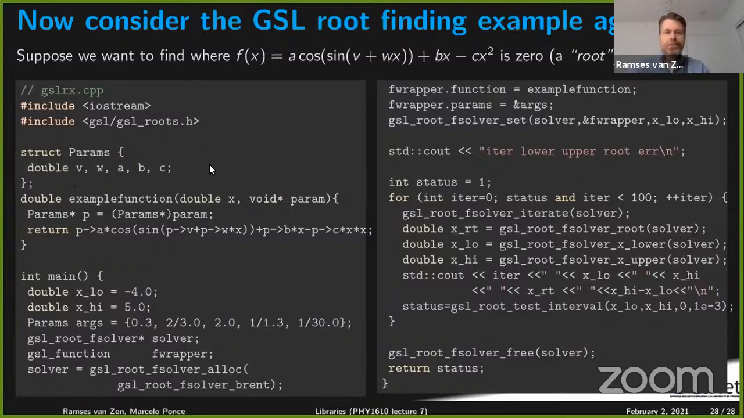I have to pass the function of which I want to find the root. So I have to write the function in C, C++, C doesn't matter in this case. And so that function takes X, but it also has to take the parameters as an argument.